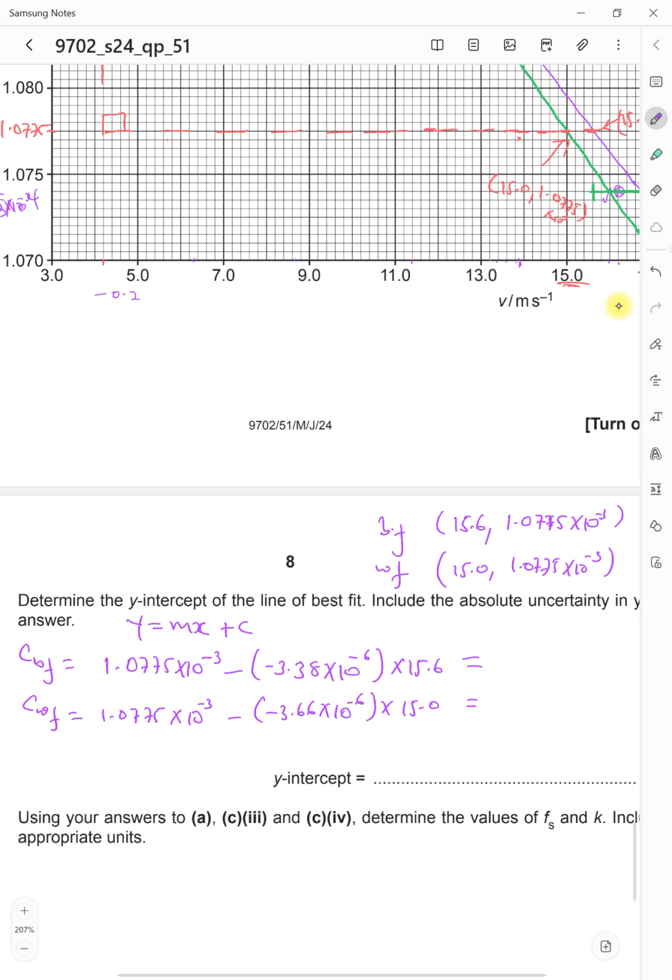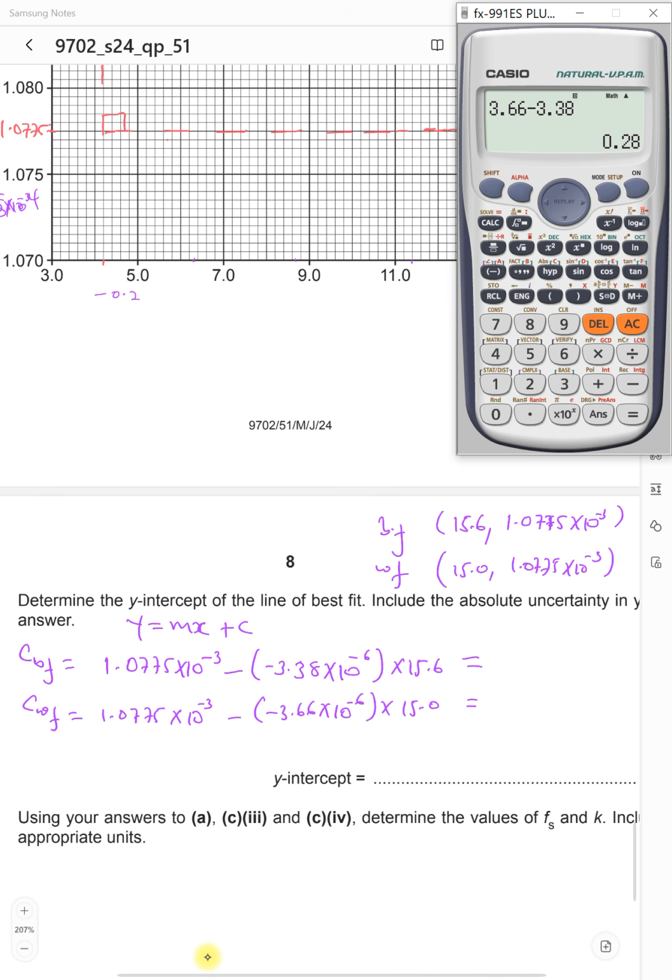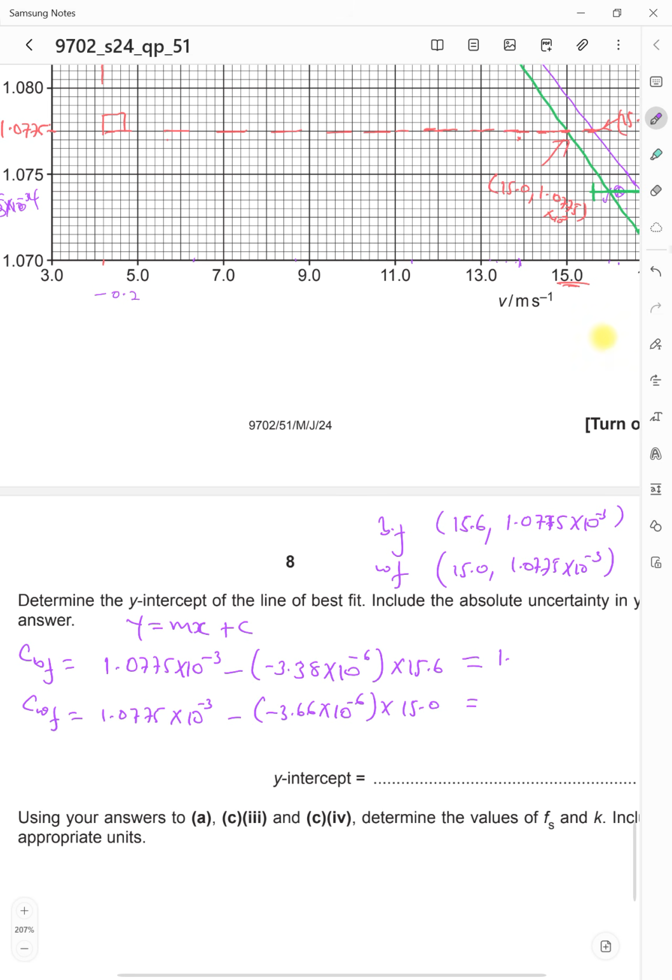So I'll just check my calculator. I'll start with 1.0775 exponent minus 3, then minus, open brackets, negative. I'll start with what is outside, 15.6 times 3.38 exponent minus 6. So I'm getting 1.13 times 10 to the power of minus 3.